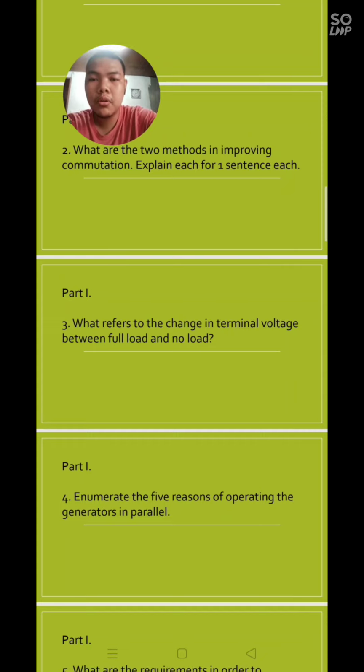So part 1, number 2. What are the two methods in improving commutation? Explain each in one sentence. So the two methods are resistance commutation and voltage commutation. In resistance commutation, it is improved by using carbon brushes and increased resistance. In voltage commutation, it is made to induce a voltage in the coil undergoing the commutation process, which will neutralize the reactance voltage.